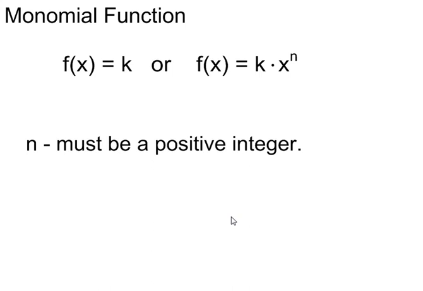A monomial function is where f of x can just equal k, which is just a number, or it can be k times x to the power of n, where n has to be a positive integer. So an example could be 2 times x to the power of 4. That would be an example of a monomial function. Or y equals 10. That would be another example of that.